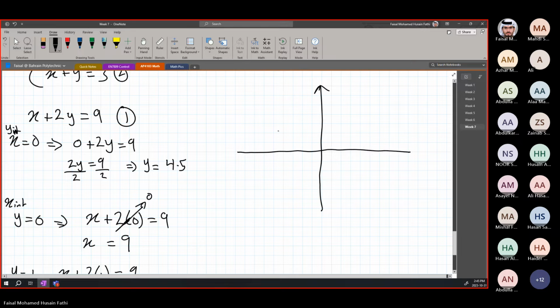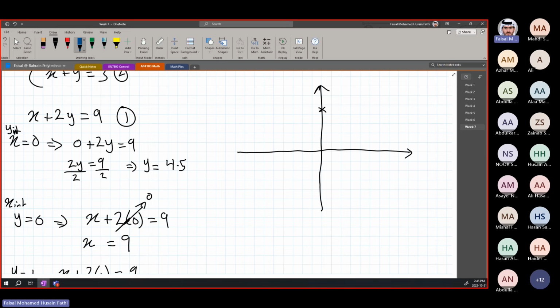We have the y-intercept: y is equal to, let's say, 1, 2, 3, 4.5, approximately, say here. This is 4.5. Let me use blue. This is the first point, 4.5. And the x-intercept is equal to 9. So let's say it's somewhere a bit far over there: 1, 2, 3, 4, 5, 6, 7, 8, 9, approximately here. Okay, this is 9.